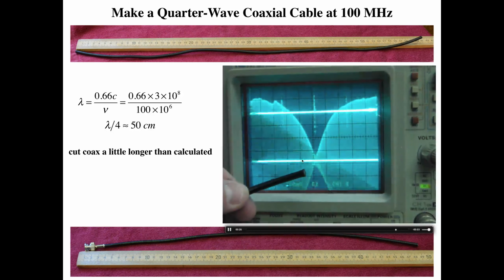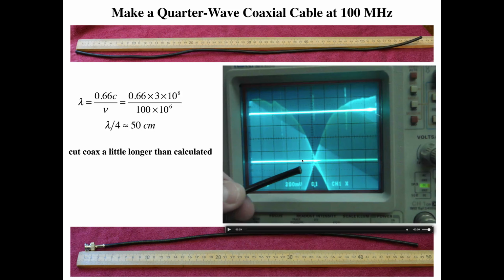Now, if you keep on clicking, of course, you're going to go past the 100 megahertz marker, and you're going to have to start all over. So the final product here is this cable. There's our connector along a meter stand. It's about 50 centimeters or so, as advertised. All right, so finally let's look at the impedance of quarter wave coaxial cable.